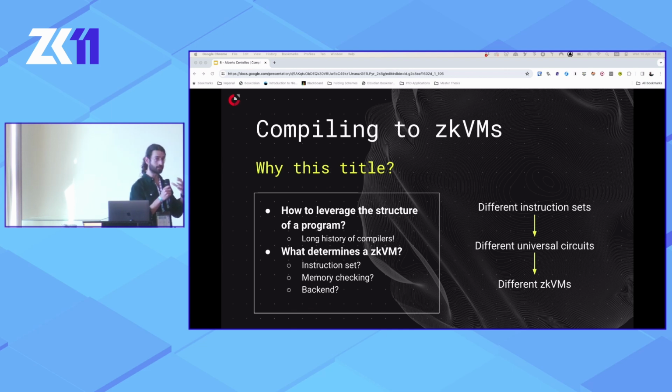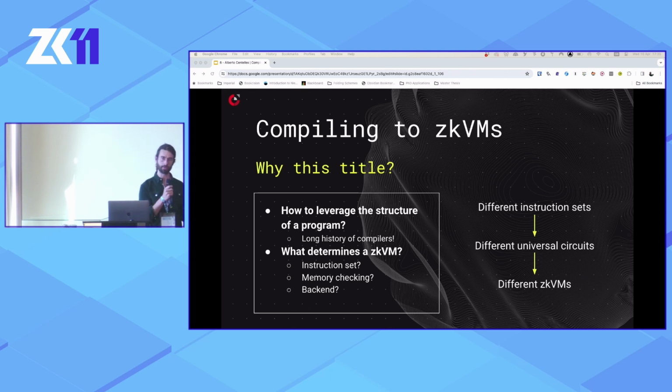And with these transformations, the question comes as well, what determines a ZKVM? If we change the instruction sets, are we still having the ZKVM or not? These are very technical questions, very nuanced, but in a way we are generating a different universal circuit, and we are having a different ZKVM. The same question can be asked for memory checking algorithms. If we change the algorithms, we also change the universal circuit, and therefore we also change the ZKVM.